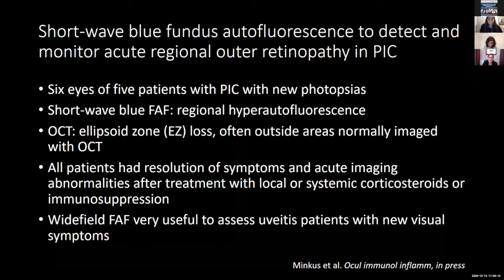We had patients with PIC with new photopsias. They all had these areas of regional hyperautofluorescence only in the symptomatic eye. In all cases, there was matching ellipsoid zone loss, but very often they had had normal OCTs of their fovea because the fovea wasn't involved. They all had resolution of symptoms and imaging abnormalities with either regional or systemic therapy. So we really believe that all uveitis patients with new visual symptoms should have wide field fundus autofluorescence.